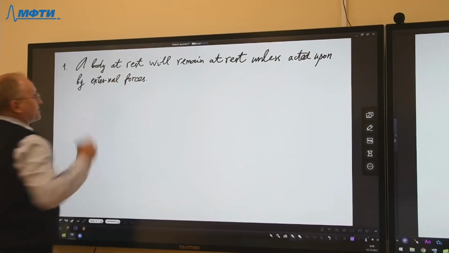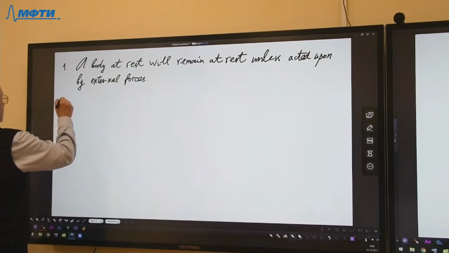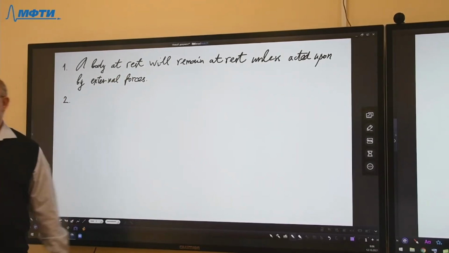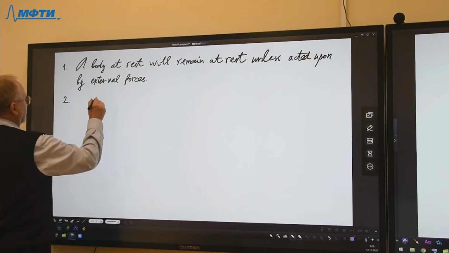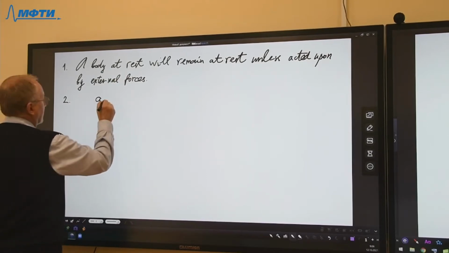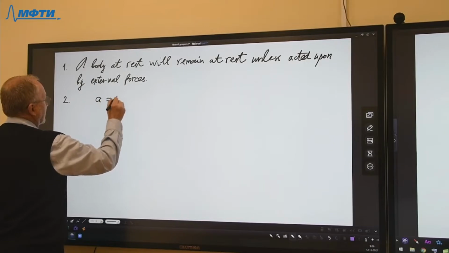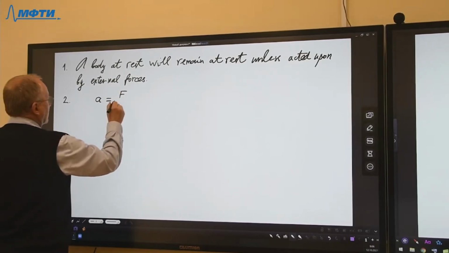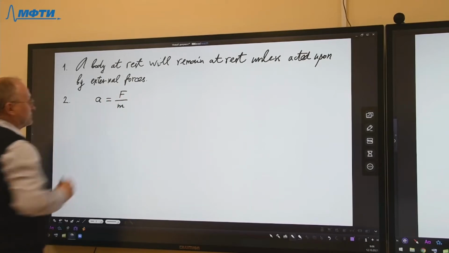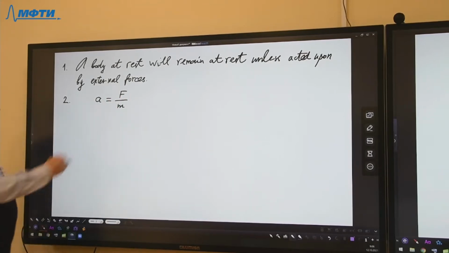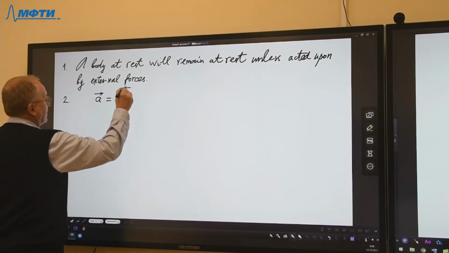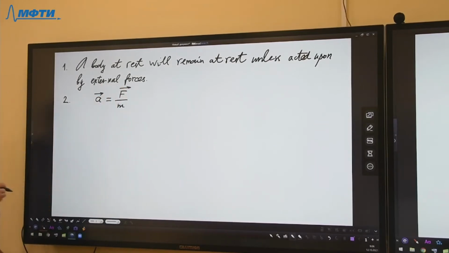We will discuss this law in some detail later, and now the second Newton's law. You know very well that acceleration of a body is directly proportional to the force acting on this body and inversely proportional to the mass of the body. And also, certainly acceleration is a vector, and the force is also a vector in this equation.